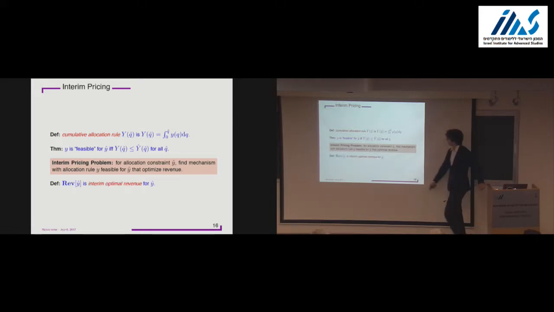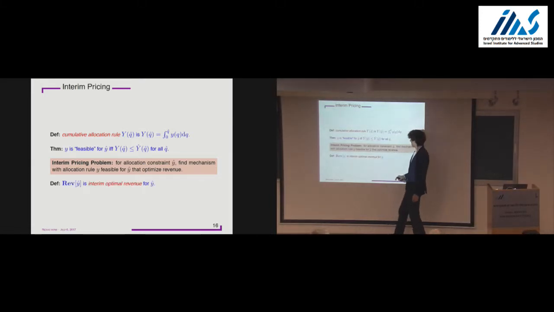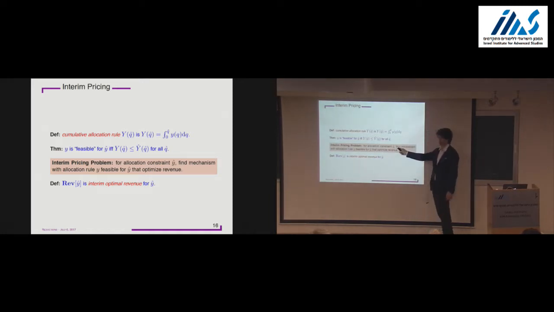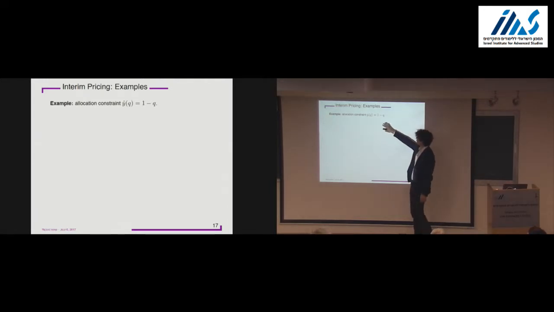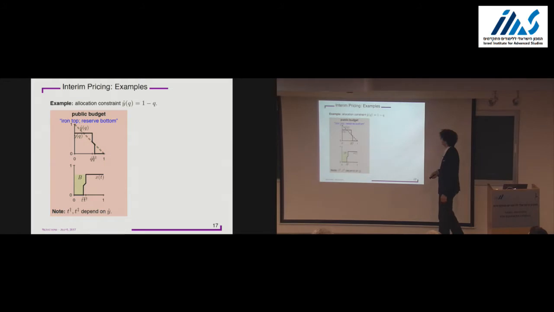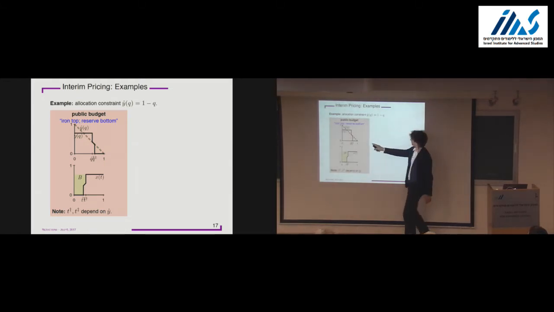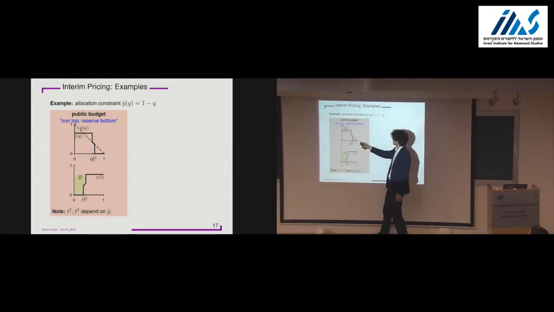Okay, I'm going to define rev of y hat to be the interim optimal revenue for y hat, meaning you solve this optimization problem, and that's my notation for that. Okay, that is abstract, so I want to give you pictures. Okay, let's just take the allocation constraint 1 minus q. So that is this dashed line here.